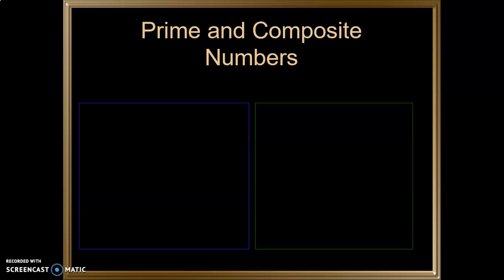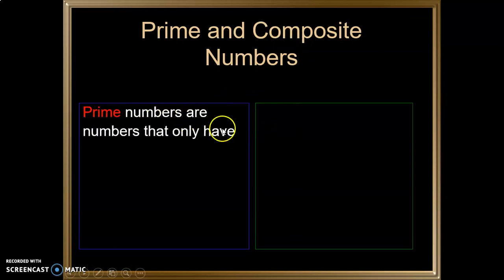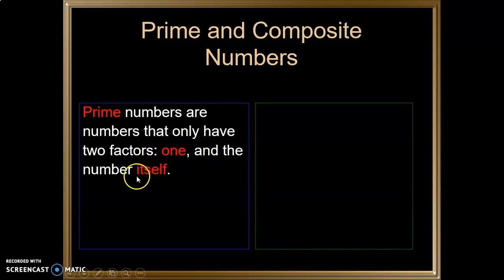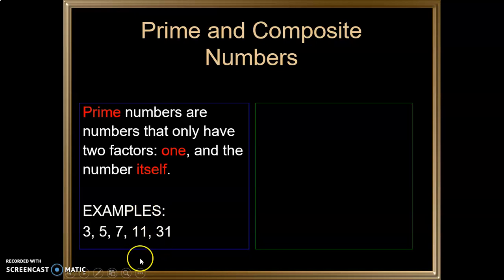Prime and composite numbers. Prime numbers are the numbers that only have 2 factors, 1 and the number itself. For example, 3, 5, 7, 11, 31. These are examples of prime numbers.